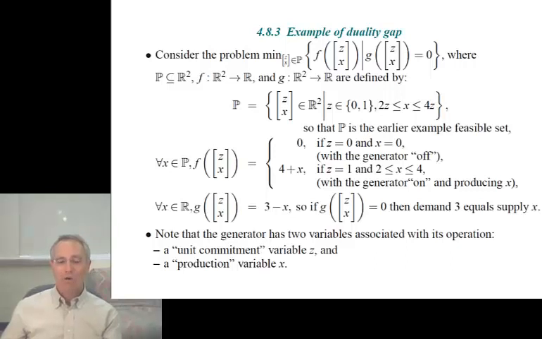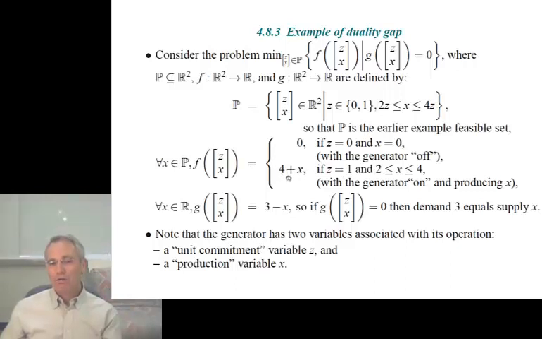Let's see how the duality gap might arise. I'm going to consider a problem where I want to minimize an objective f that's a function of z and x, subject to an equality constraint g of z, x equal to 0, and I'm minimizing over x and z in the set P. The set P is that feasible set we defined a moment ago. The function f is the cost function of my generator. When it's off, z is 0, x has to be 0, and the cost is 0. When it's on, z is 1, x can be between 2 and 4, and its cost is going to be 4 plus x.